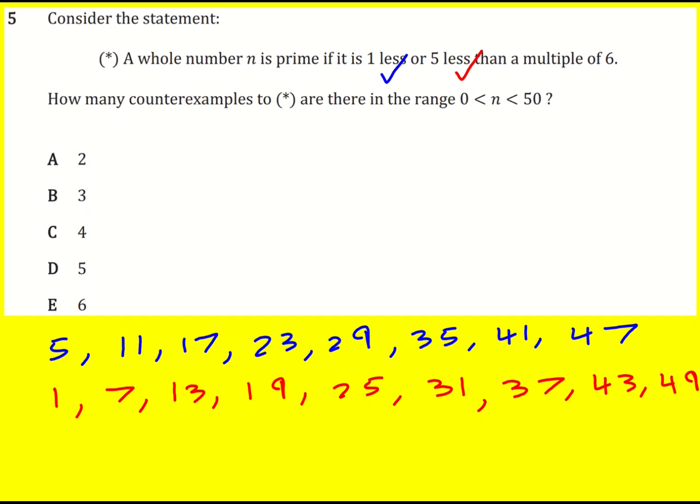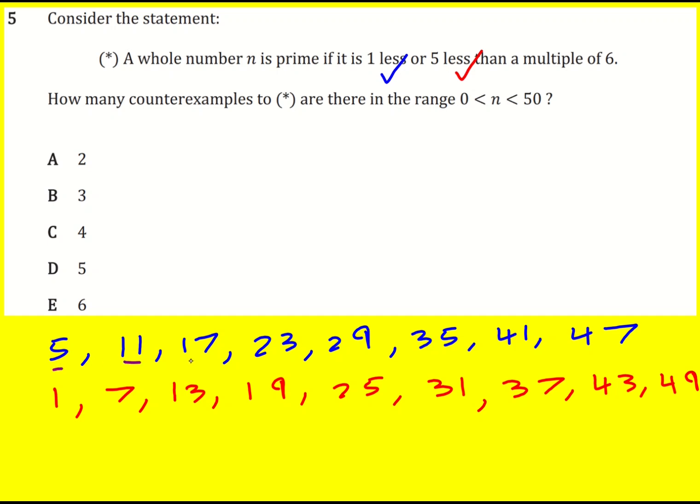Okay, brilliant. So I'm looking for any numbers here that are not prime, because that's what our counterexamples would be. The statement says a whole number n is prime if it's 1 less or 5 less than a multiple of 6. It's saying all of these numbers are prime. So we're looking for any that are not.